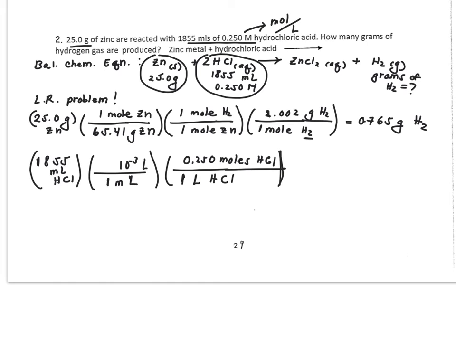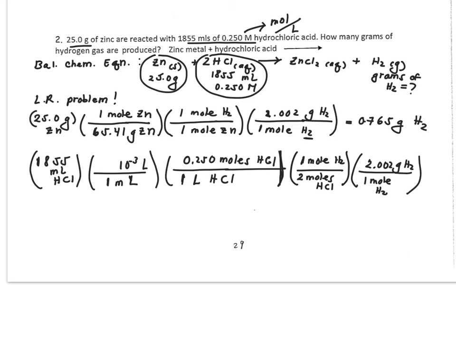And then we can use the mole to mole ratio to go from moles of HCl to moles of hydrogen gas, which is a 2-to-1 mole ratio. And then we'll multiply by the molar mass of hydrogen. So this ends up being 0.464 grams of hydrogen gas.